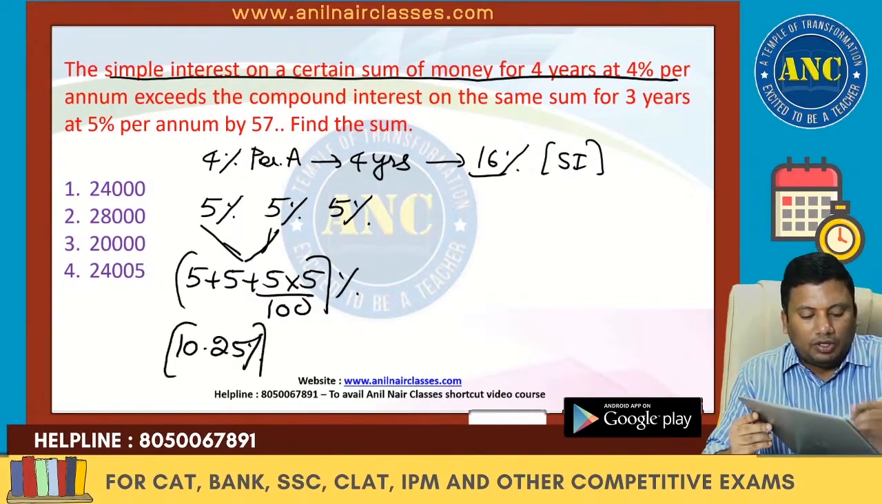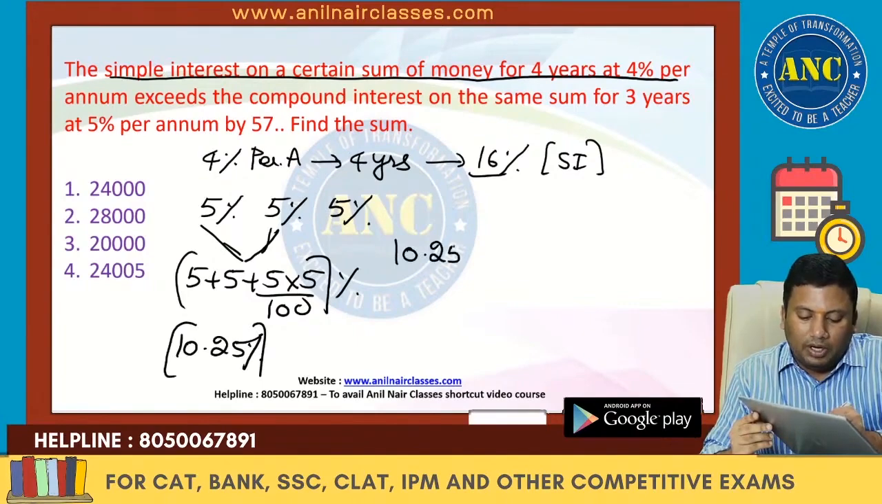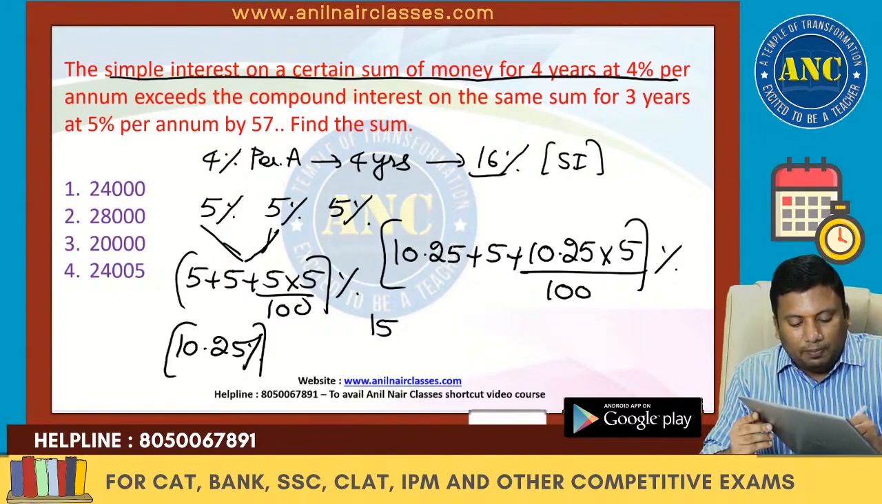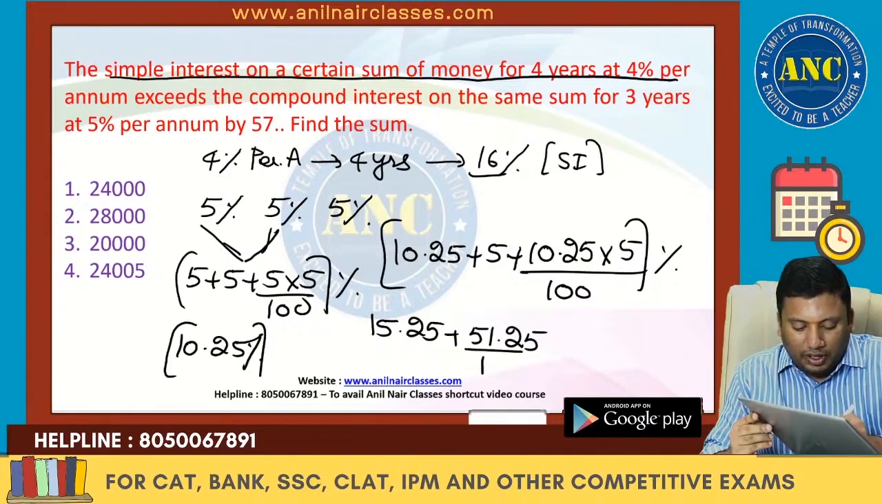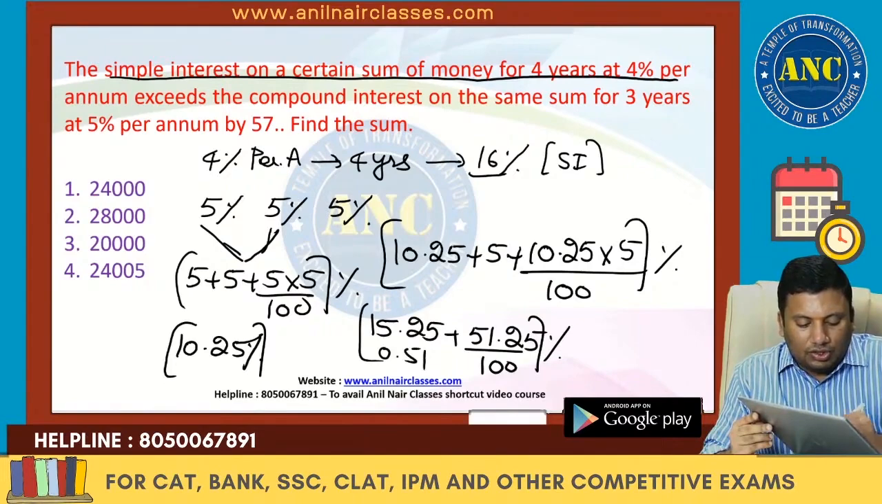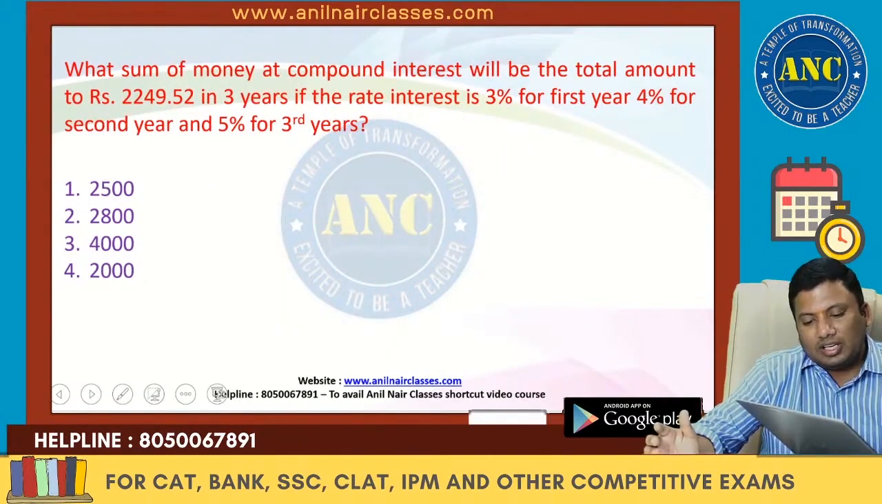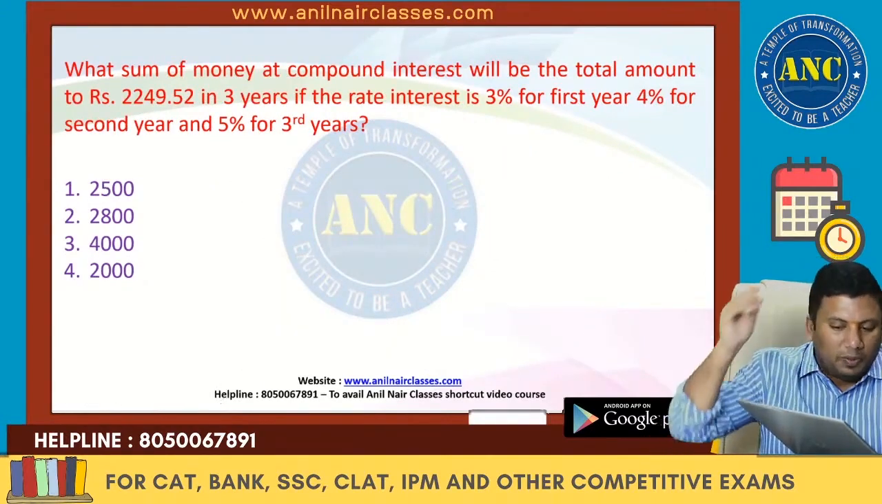10.25%. 10.25 plus 5 plus 10.25 into 5 divided by 100. These are nothing but 15.25, plus 51.25 by 100, which is nothing but 0.51. So which is nothing but 15.76%. How to use successive percentage? I hope it is clear.